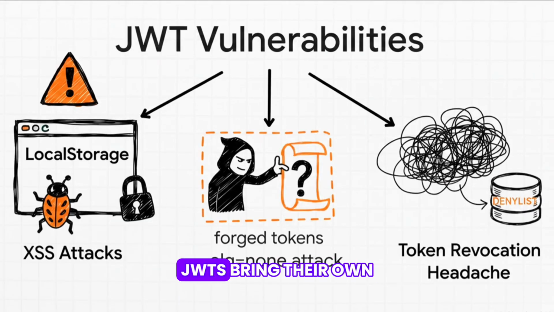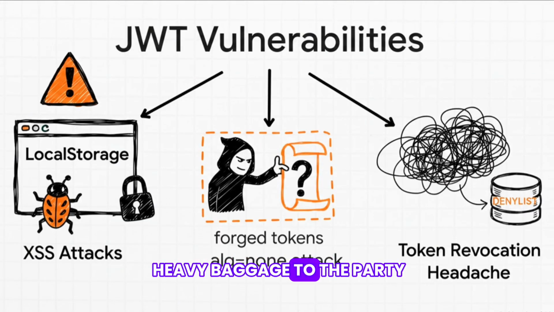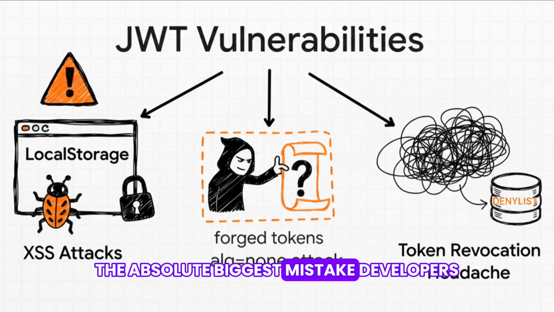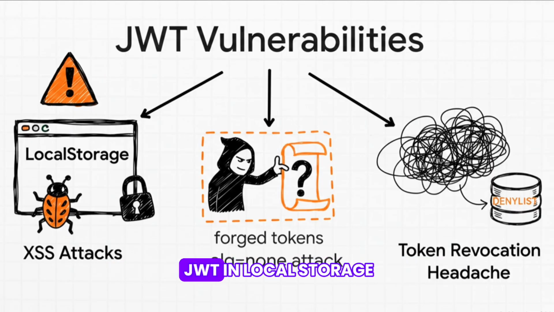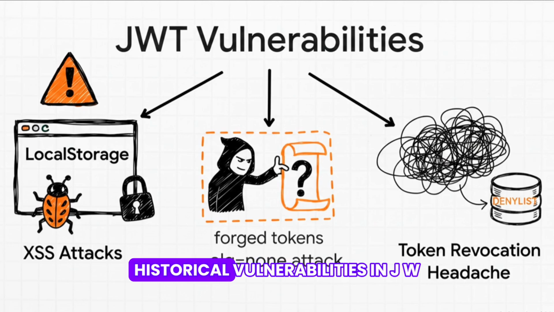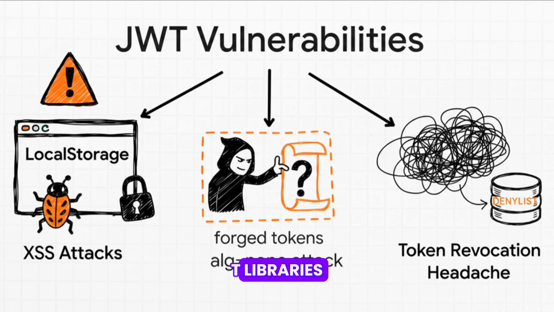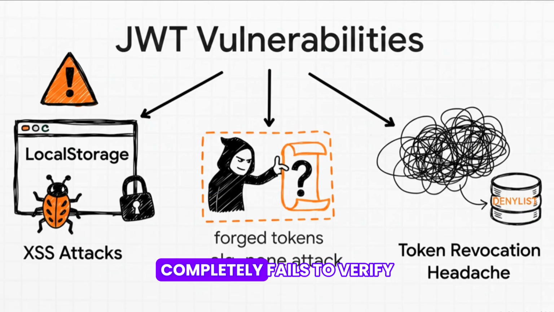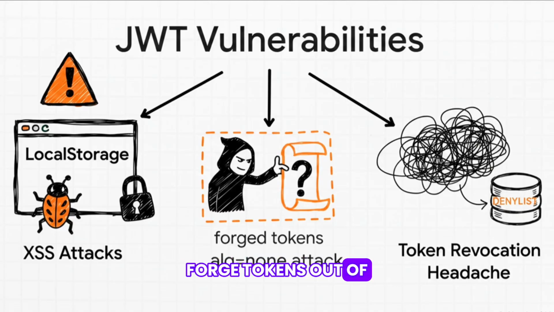On the flip side, JWTs bring their own heavy baggage to the party. The absolute biggest mistake developers make is storing a JWT in local storage. That fully exposes it to cross-site scripting, or XSS, attacks. HTTP-only cookies are way safer here. There have also been some wild historical vulnerabilities in JWT libraries, like the infamous alg=none attack, where the system completely fails to verify the algorithm header, letting attackers basically forge tokens out of thin air.